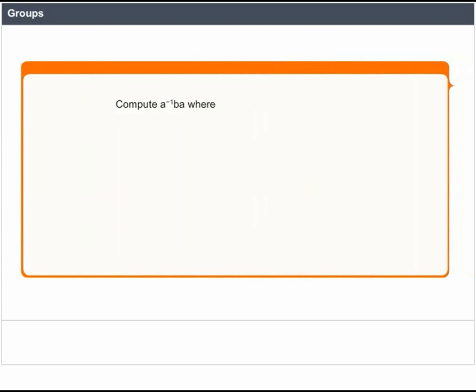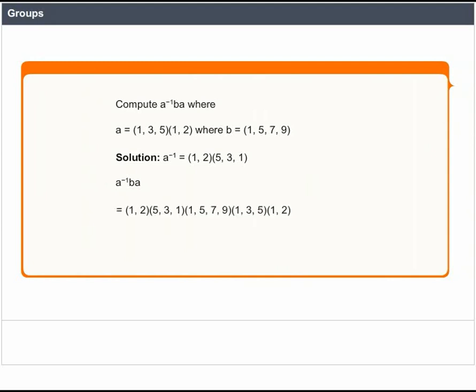Groups. Compute A inverse BA where A equals (1 3 5)(1 2), and B equals (1 5 7 9). Solution. A inverse equals (1 2 5 3 1). A inverse BA equals (1 2 5 3 1)(1 5 7 9)(1 3 5)(1 2) equals (3 7 9 5).